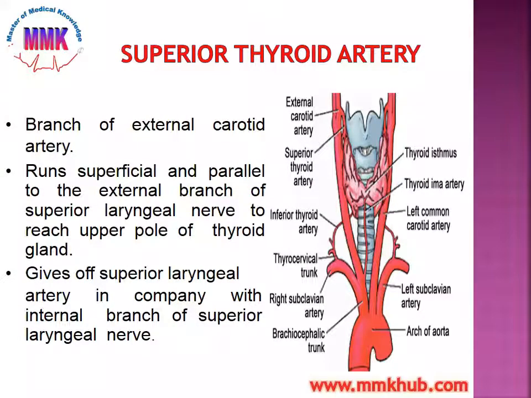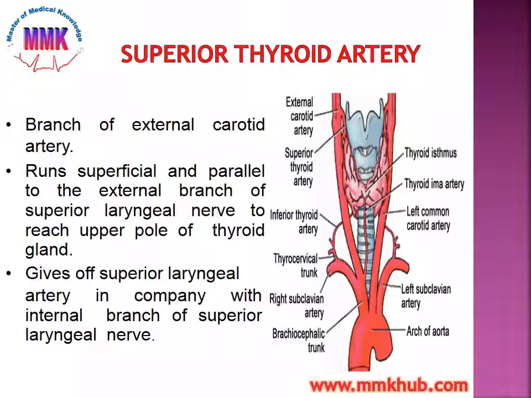Now the blood supply of the thyroid gland. Thyroid gland is supplied by the superior thyroid artery, inferior thyroid artery, and in some cases the thyroid ima artery. Superior thyroid artery is a branch of the external carotid artery. It runs superficial and parallel to the external branch of the superior laryngeal nerve to reach the upper pole of the thyroid gland.